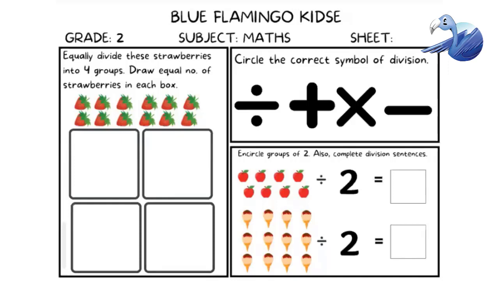Means divide it with 4. 4, 6, 12 को divide कर दीजिए. What answer we will get? We'll get 3. 4, 3 are 12. We will get 3. So in each box, we will put 3 strawberries. In each box, हर box में 3 strawberries आएंगे. Okay?